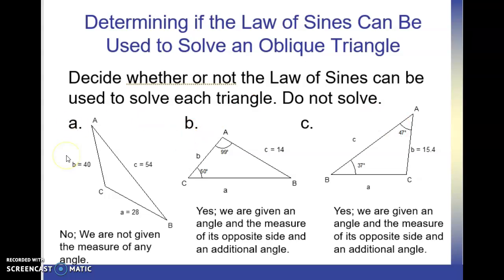If we look at problem A, we see that we do not have the measure of an angle and the length of its opposite side. We do not have the measure of any angle, so we do not have that pair, an angle measurement with the measure of its opposite side, for problem A. Therefore, the law of sines cannot be used to solve problem A. In the next section, we will cover a method for solving a problem such as problem A.